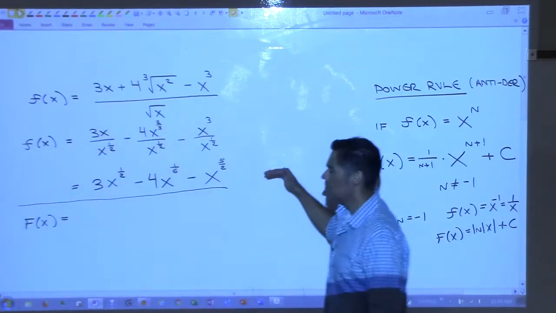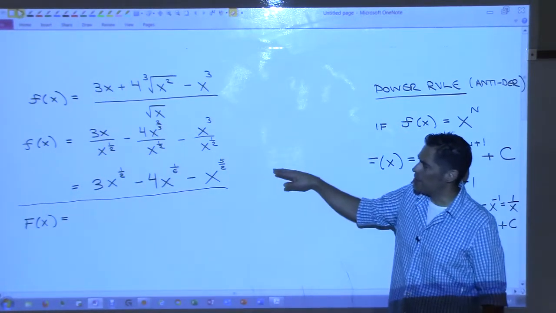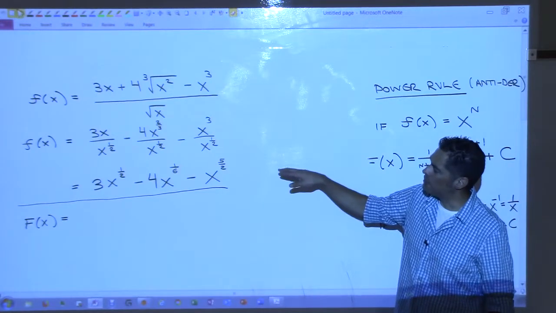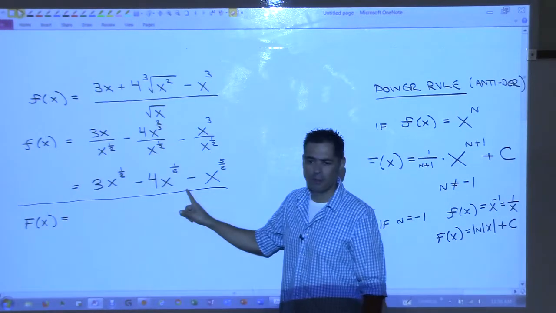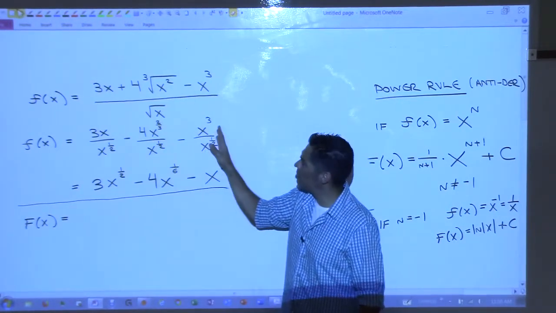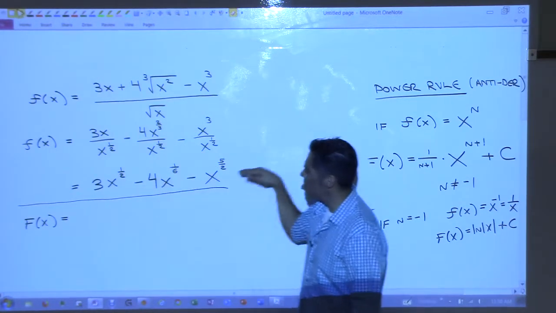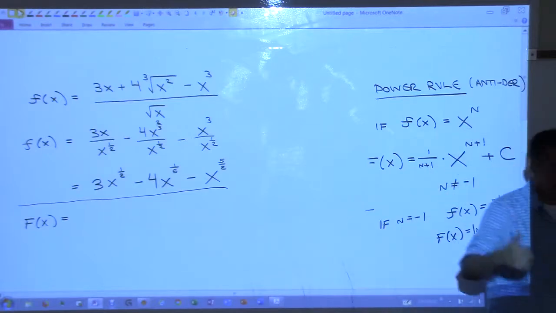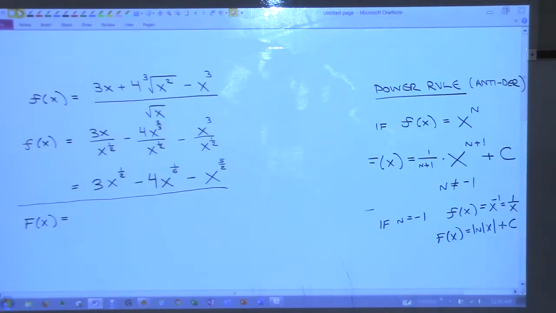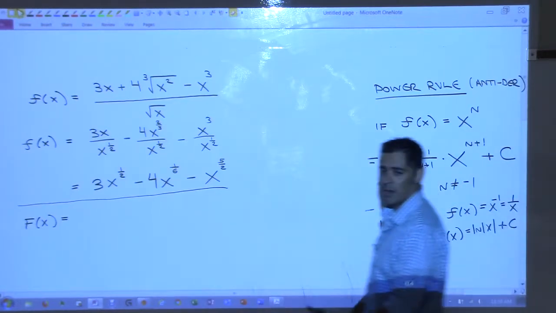See if everyone agrees at least with the conversion from here to here. So splitting it into 3 terms, rewriting everything as x to powers, and then subtracting powers. Everyone should be at that step right there. Any questions on that? You think you got it? Do you want to just tell me what it is?